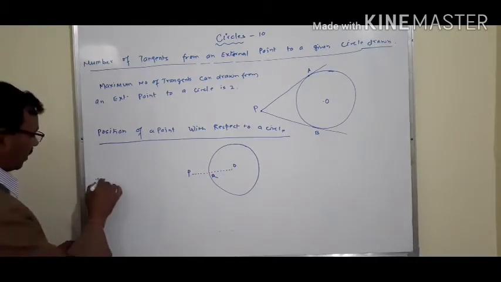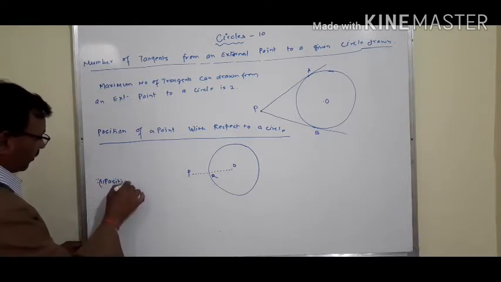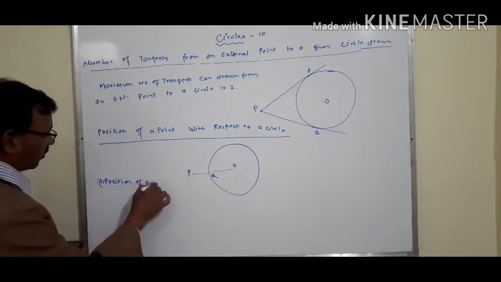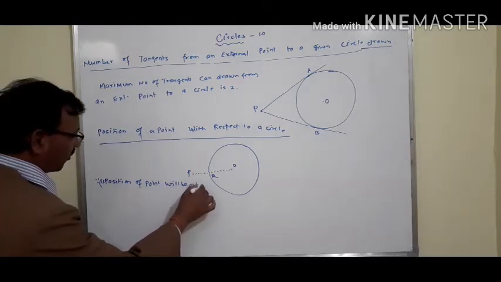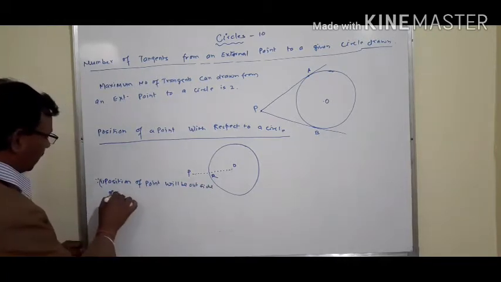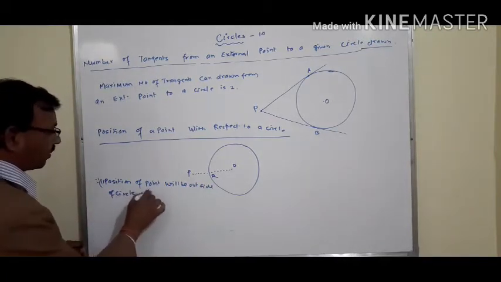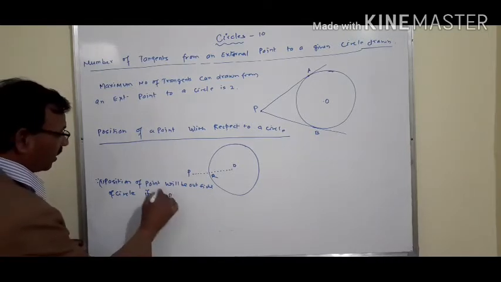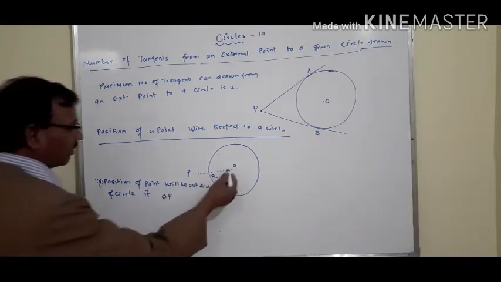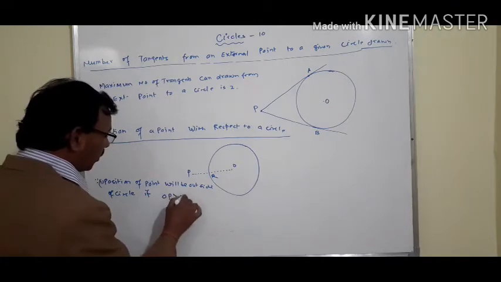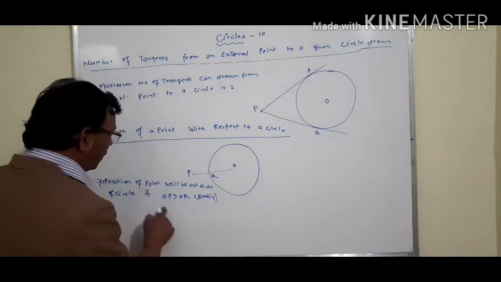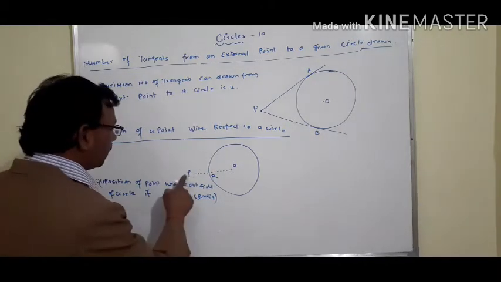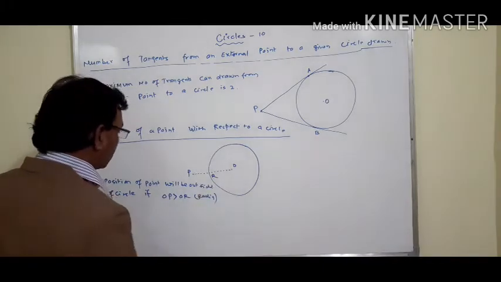The position of the point will be outside the circle if OP, the distance of that point from the center of the circle, is greater than OR, the radius. If OP is greater than OR, then the position of that point will be outside of the circle.